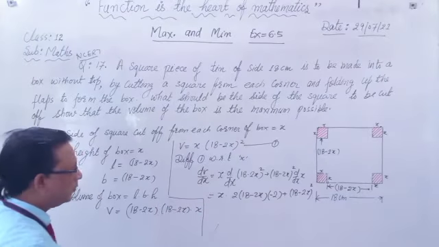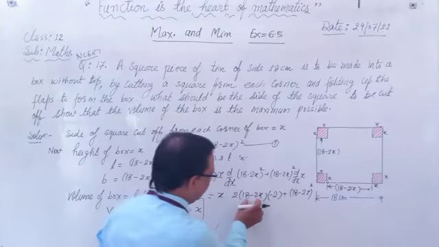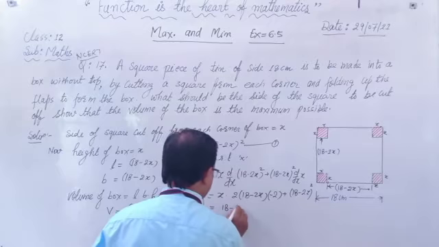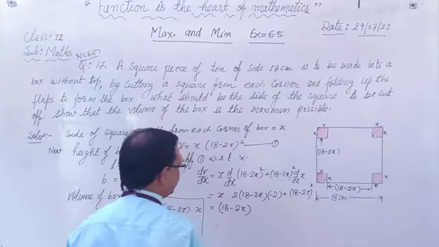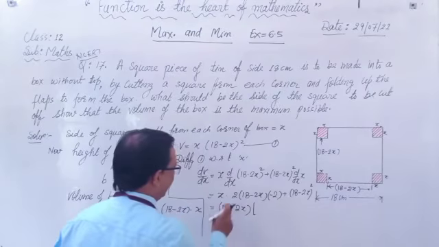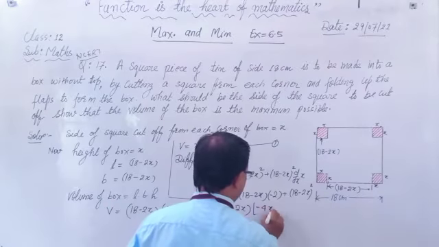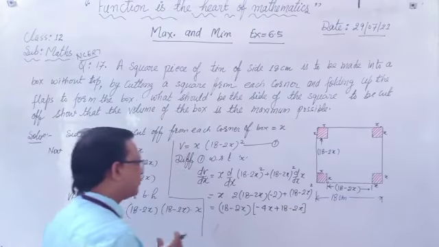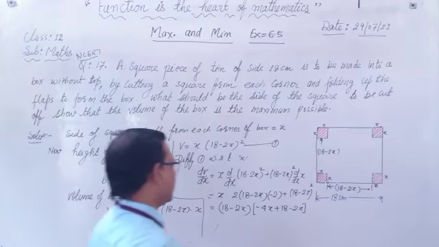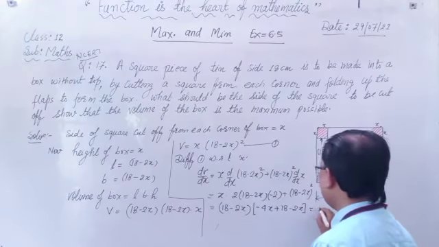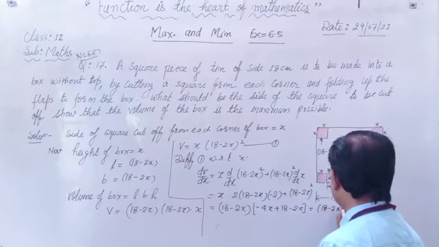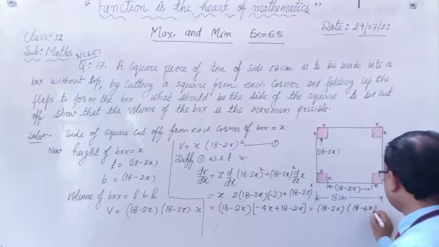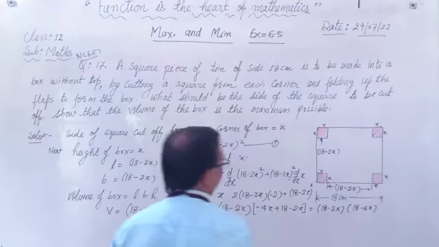Now student, here we see that 18 minus 2x is common. So we take 18 minus 2x common, and in the bracket we get minus 4x plus 18 minus 2. So this is your 18 minus 2x and this is your 18 minus 6x. This is your double derivative.